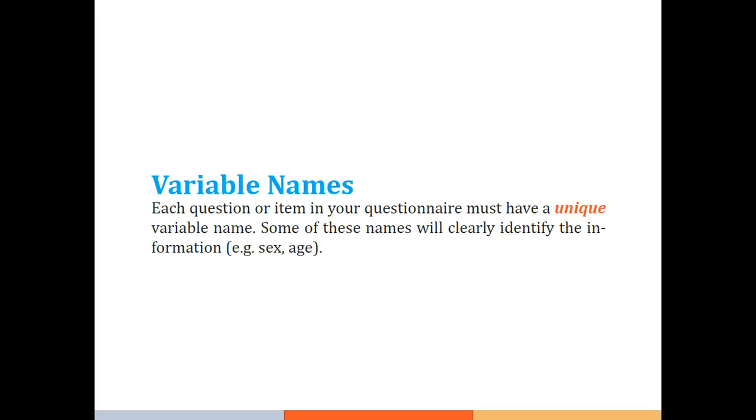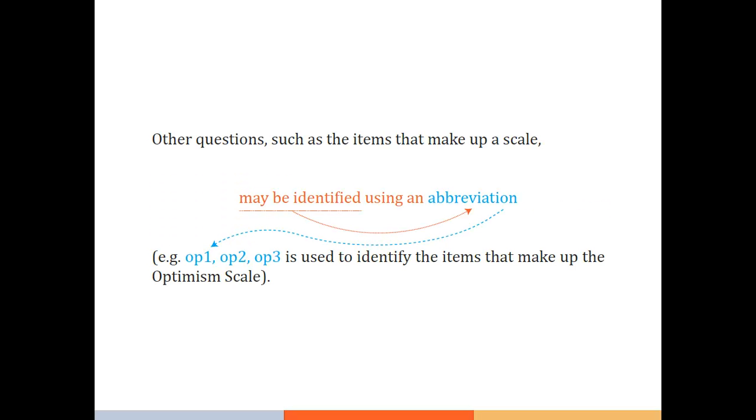Variable name. Each question or item in your questionnaire must have a unique variable name. Some of these names will clearly identify the information, for example, age or sex. Other questions, such as the items that make up a scale, may be identified using an abbreviation. It means for your long variable name, you may use an abbreviation to name the variable in SPSS. Say for example, OP1, OP2, OP3 is used to identify the items that make up the optimism scale.